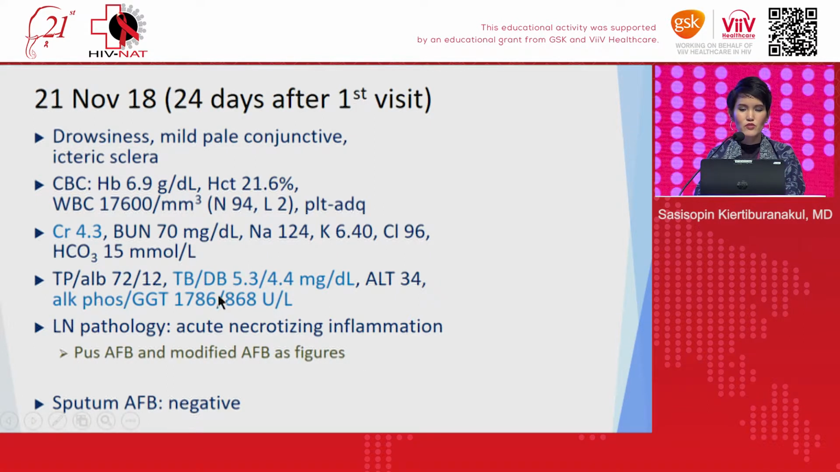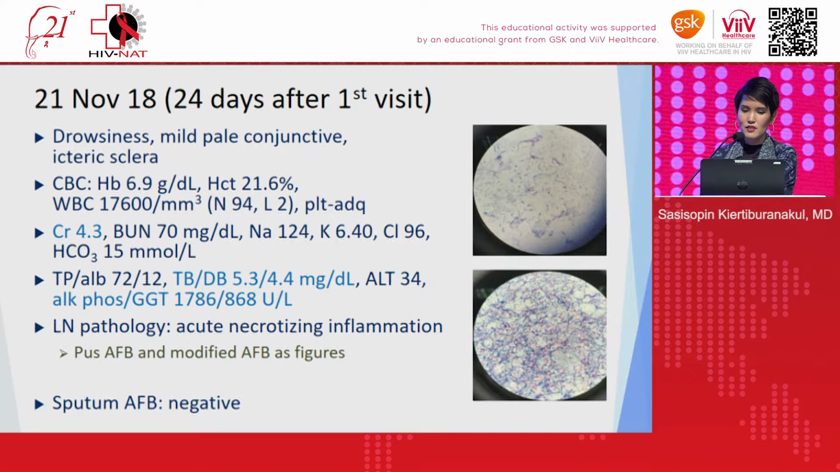And you can see the liver functions got worse. He had a total bilirubin of 5 and an increase of alkaline phosphatase and GGT. On that day, the lymph node pathology reported acute necrotizing inflammation, and this is pus from the lymph node.